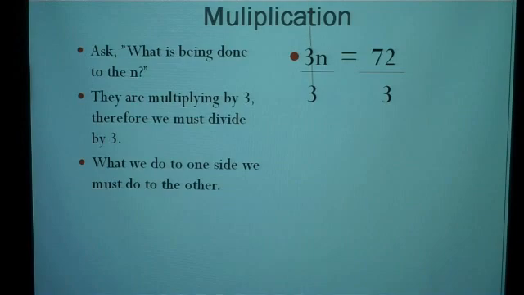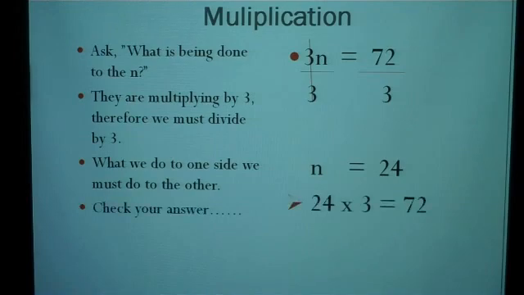The 3's on this side will cancel out, leaving just the n. This side, 72 divided by 3, will give us the answer. N equals 24. Now we're going to use substitution. We're going to put the 24 in the n's place, multiply it by 3, and if it equals 72, we are correct. 24 times 3 equals 72. And yes, we are correct.